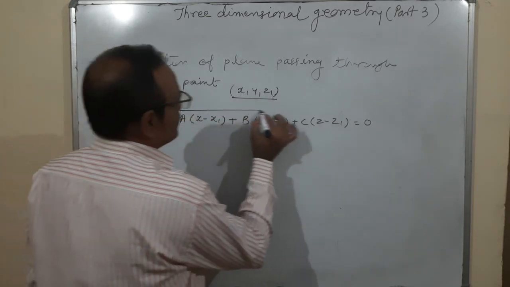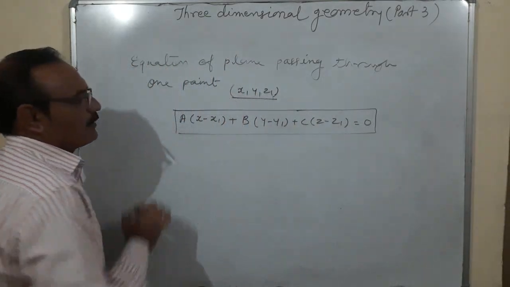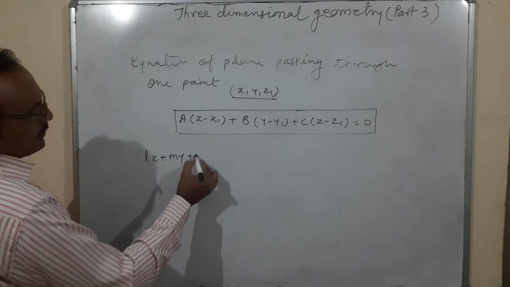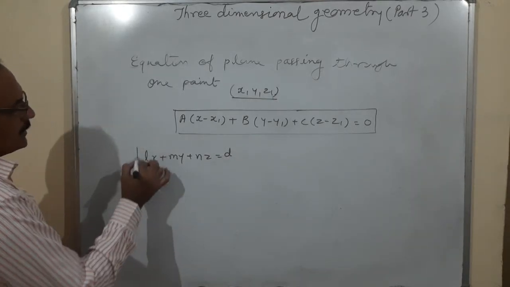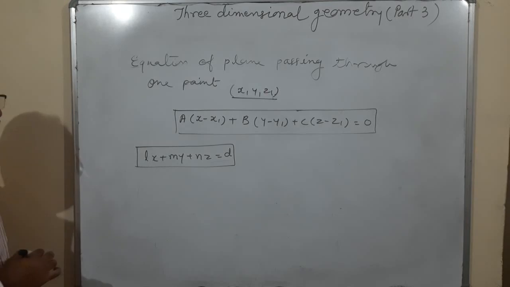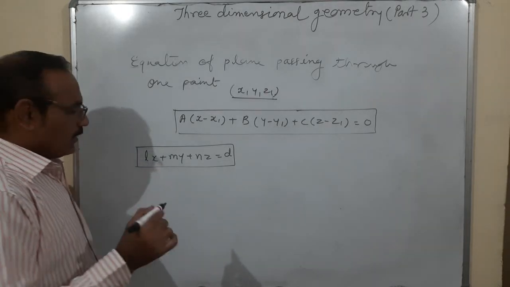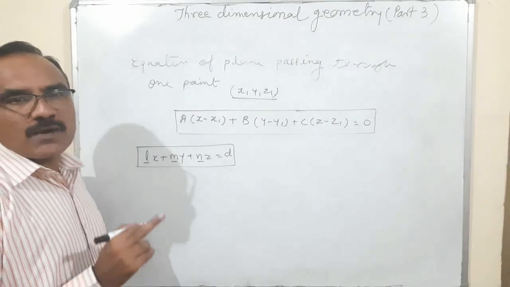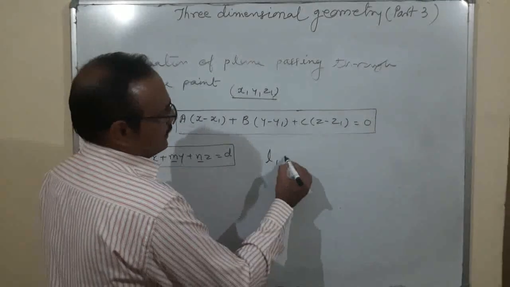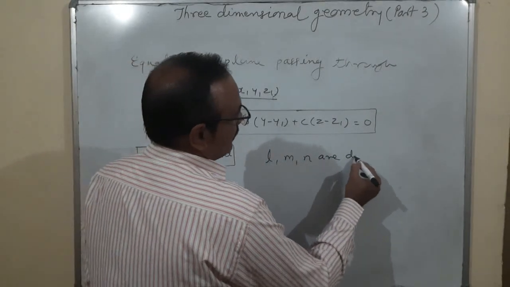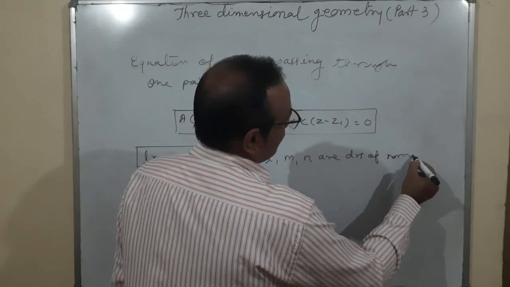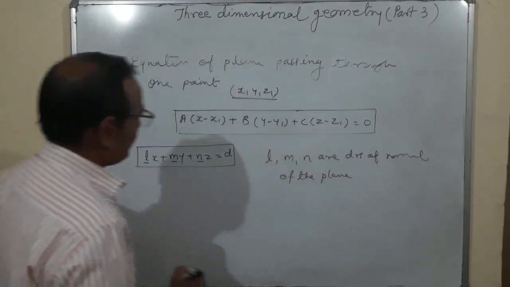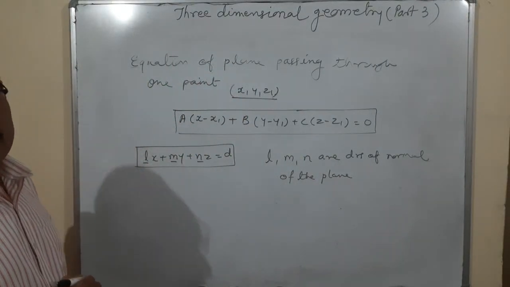Let me tell you what is ABC. Actually, we have proved this: Lx plus My plus Nz is equal to D, or capital D, whatever it is. Simple equation of the plane. Where what is this L, M and N? L, M, N are the direction ratios of the normal of the plane.